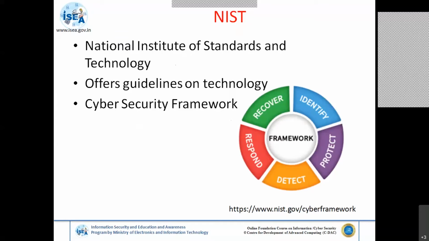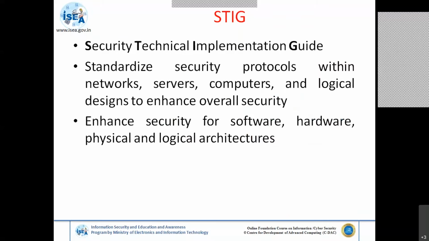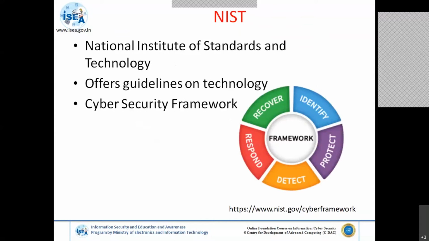Okay. So these are the different standards. One standard is your CIS, Center for Internet Security, next is your STIG, Security Technical Implementation Guide, and next is your NIST, National Institute of Standards and Technology. Okay. So these are the different frameworks which are used in day-to-day life for protecting your architecture or different devices under your category.